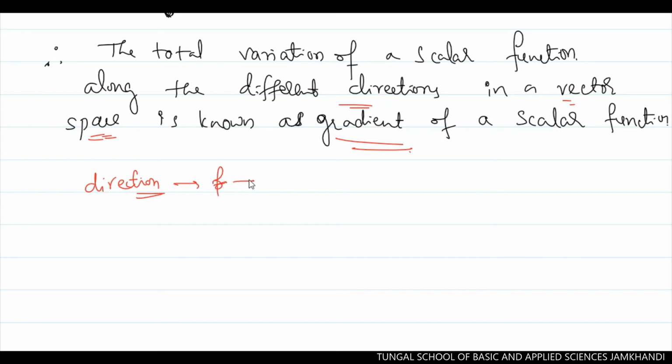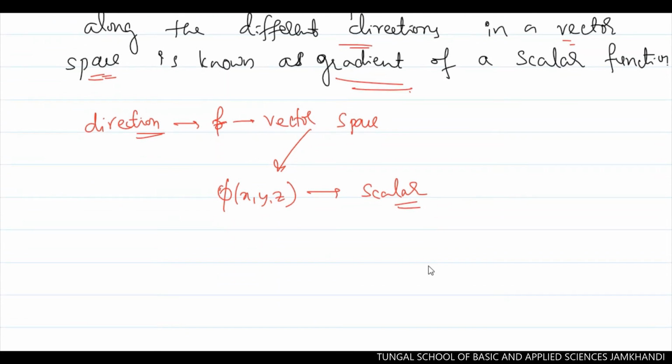So that space should be a vector space, but in that vector space we are going to define a particular phi for x, y, z, which is now a scalar one. It means you are going to take the variation of this scalar function along the directions of a vector space. That's why it is called a gradient. Gradient means it's a rate of change in that particular direction.